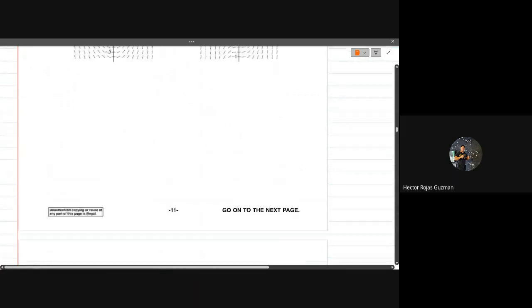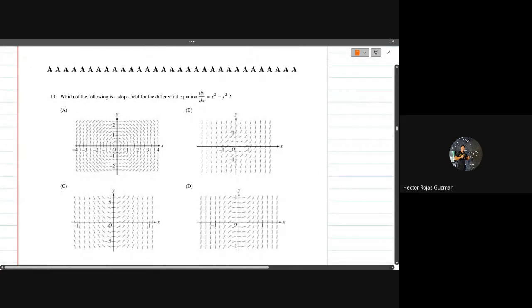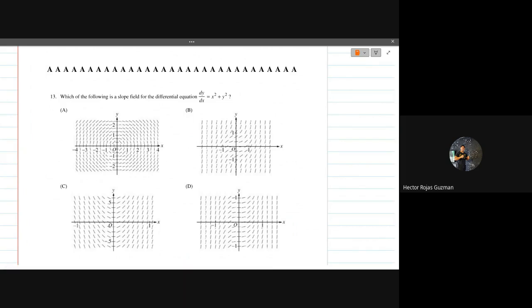Okay, too much. Number 13. Which of the slope fields is the slope field for the differential equation?